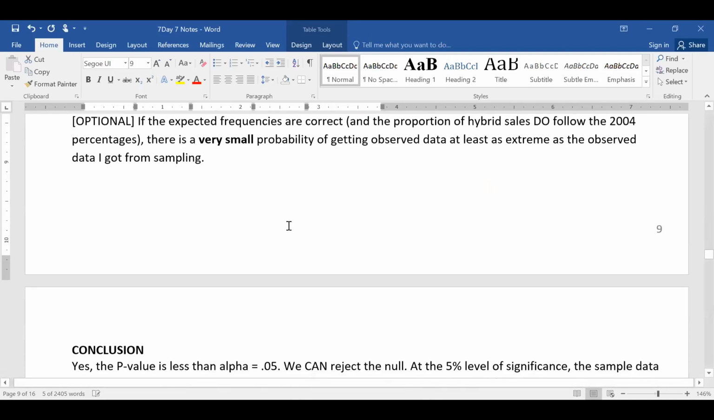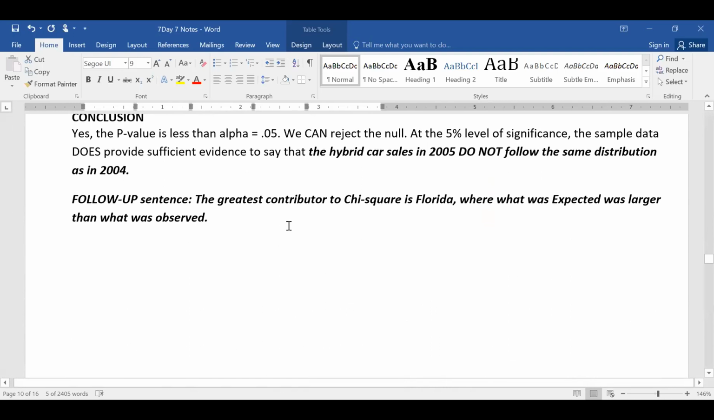So it's a quick look. It sounds like it's longer than it is, but it's actually really quick. So I just say the greatest contributor to chi-squared is Florida, where what was expected was larger than what was observed. Or you could say what was observed was smaller than what we expected. And that would be my write-up for my full hypothesis test with that full conclusion. Are there any questions on this?